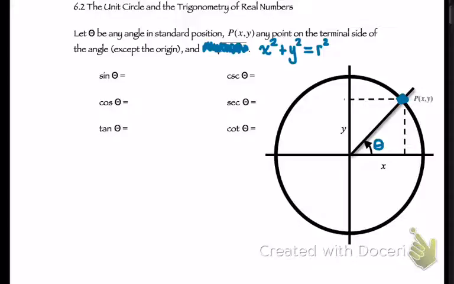So, think about it. With my right triangle that I have here, I know this side is x, right? Because that's the distance on the x-axis from here to here is an x value. I know that this one would be y, right? Think from here to here is a y value. And I know this would be the radius.